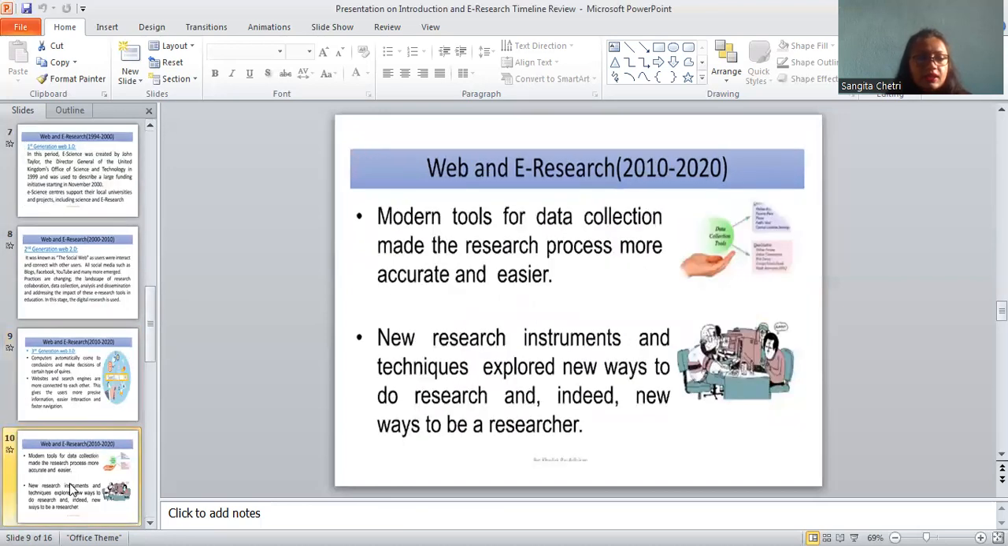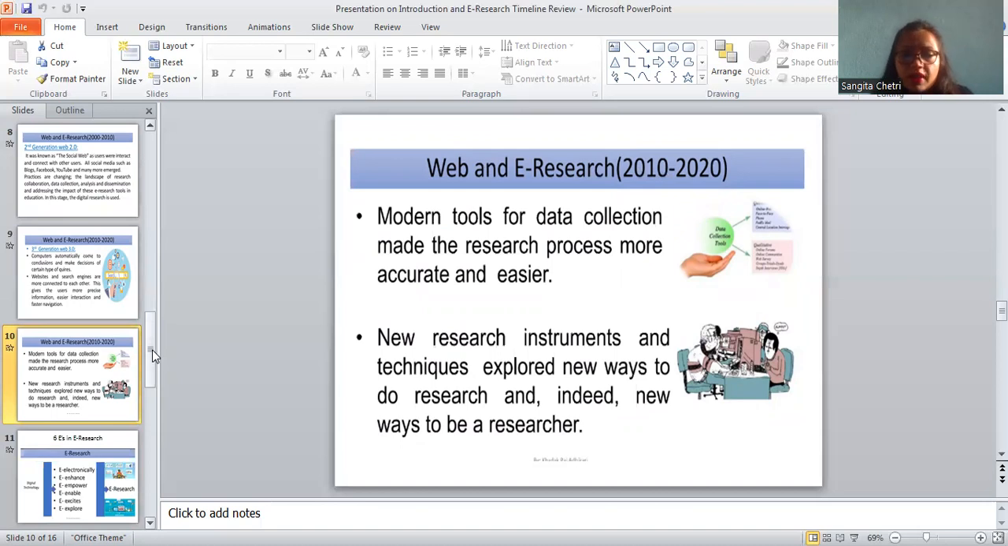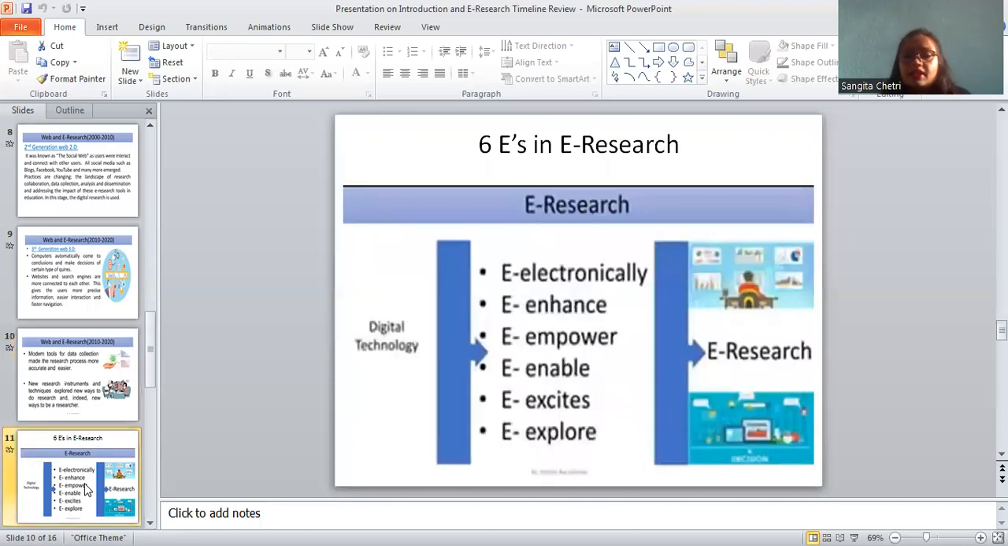Okay, next slide. Web and e-research, that's true from 2010 to 2020. Modern tools for data collection make the research process more accurate and easier. New research instruments and techniques explored new ways to do research and indeed new ways to be researched. So these were the three generations of web and e-research starting from 1994 to 2020, and it's still continuing. So, 6 E's in e-research.